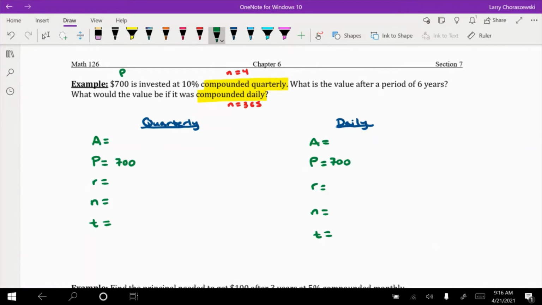And we're trying to figure out how much is in the account after 6 years. So we don't really know what A is, so I'll just put a question mark for that. 10% is a value of R, but we're going to want to use the decimal version of that instead, so 0.10. In the quarterly case, n is equal to 4, but in the daily case, n is equal to 365. And then this is all happening over a period of 6 years. So 6 is a value of t.